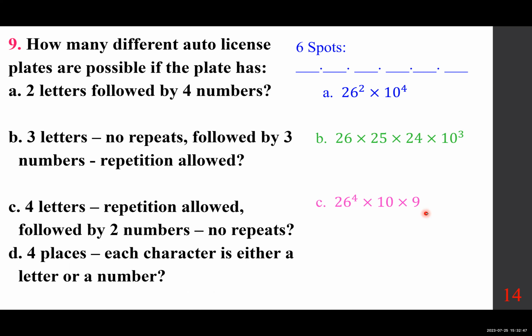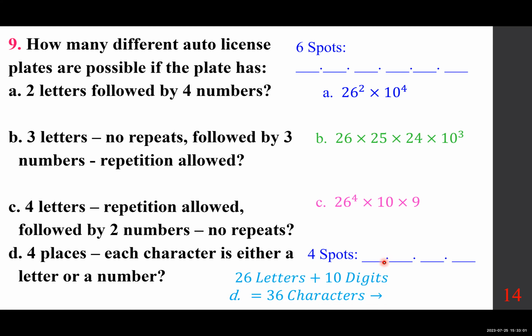Four places. So we have 4 spots. Each character is either a letter or a number. I can put a letter here or a number. There are 26 letters, 10 digits. They add up to 36 alphanumerics. So I can put 36 here, 36 here, 36 here, 36 here. So 36 to the power of 4.